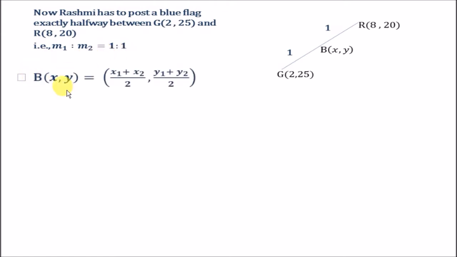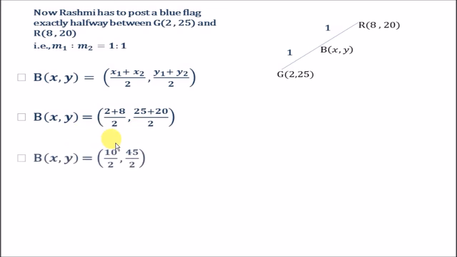Coordinate of B, (x, y), will be equal to ((x1 plus x2) by 2, (y1 plus y2) by 2). Putting the values, B(x, y) equals ((2 plus 8) by 2, the x coordinates 2 and 8, comma the sum of the y coordinates (25 plus 20) by 2. Now adding the values, we will get B(x, y) equals (10 by 2, 45 by 2). 2 ones are 2, 2 fives are 10. Let's cancel 45 by 2 as well, as we want to get the exact distance.